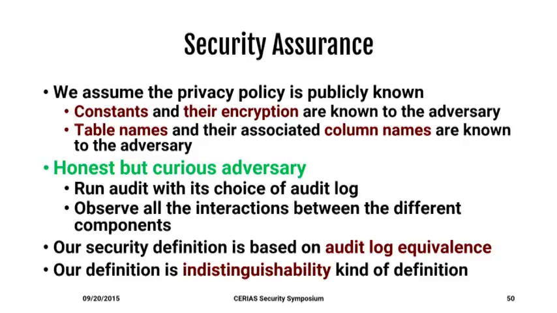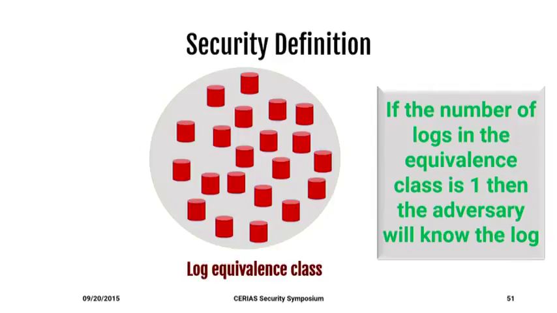Okay. And our security definition is based on audit log equivalence, and it's basically an indistinguishability kind of definition. So I'll give a high level idea. Okay. So the basic idea is we define an equivalence class. So if you take one log, encrypt it and give it to the adversary, the adversary doesn't know which one from this class he's looking at. Okay, that's the guarantee. However, if the number of logs in that class is 1, if you give it to him, he'll know which log. Okay, so that's the security definition.